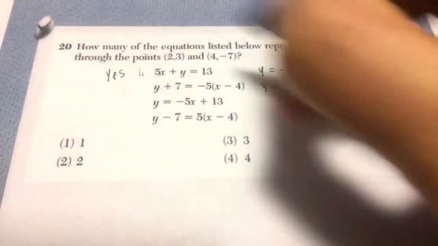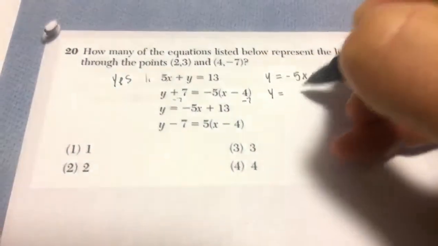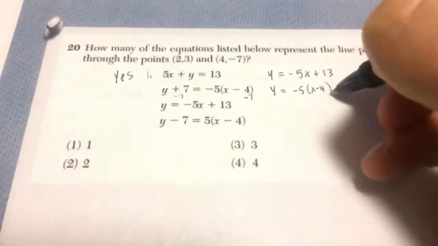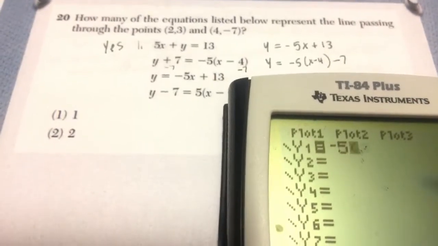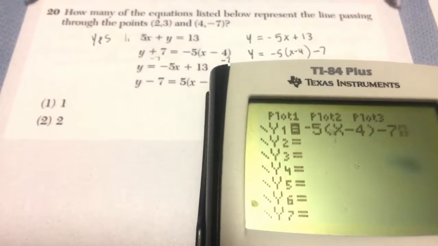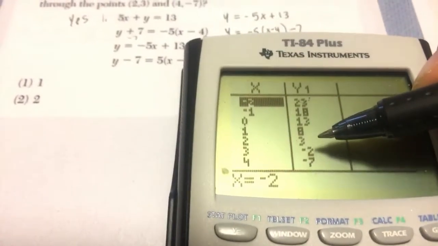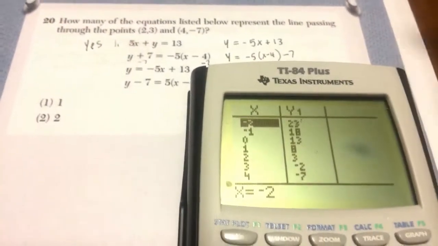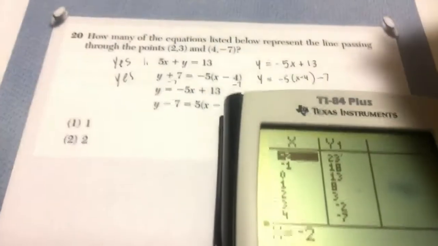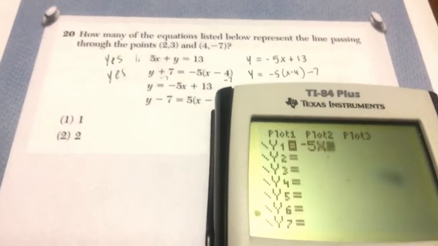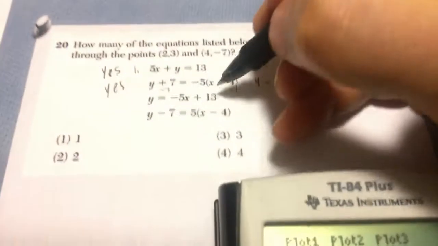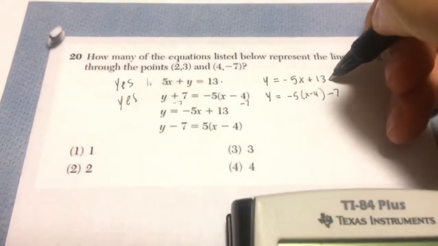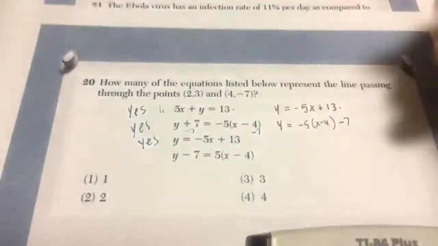For the second one, what I'm going to do is subtract 7 and subtract 7. Now, you're probably tempted to simplify. Well, you don't have to enter it into your calculator simplified. I could do negative 5x minus 4 minus 7. Go to my table, 2, 3, and 4, negative 7. Second one, yes. I'm going to do negative 5x plus 13. And guess what? Negative 5x plus 13 is the exact same thing we got in the first one, so we know it works for that one.